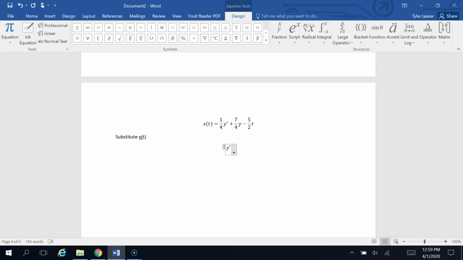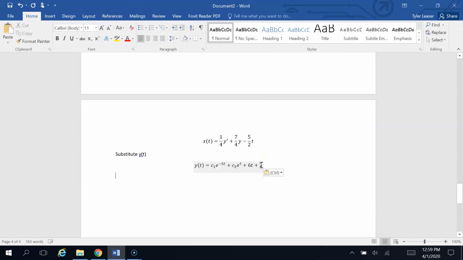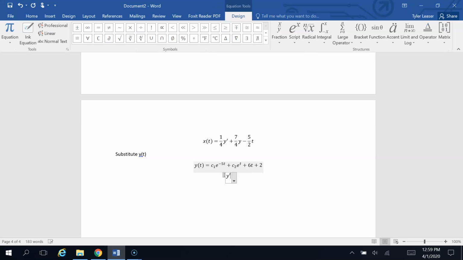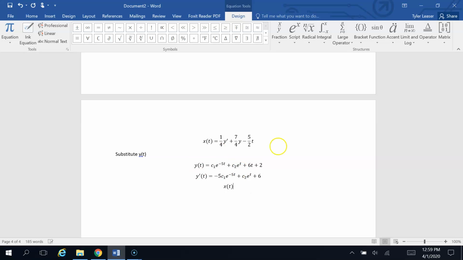To do that, we are going to have to figure out the derivative of y. So let me just copy down what y was equal to from up here. Right, y was this. And then we're going to need the derivative of this, so we can plug it into the equation just up top here. So the derivative is negative 5 c1 e to the negative 5t plus c2 e to the t plus 6. Okay, now substituting that into this equation up here, I get x of t is equal to 1/4 times the derivative.